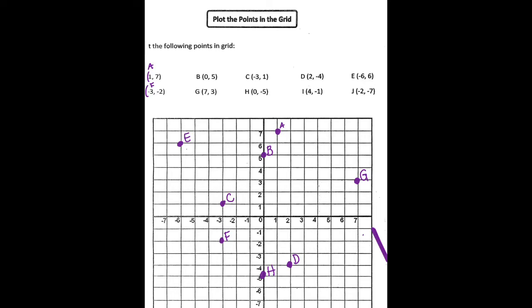All right, so we have 2 more points. We have point I, which is 4, -1. So I'm going to go to the right 4 and down 1.